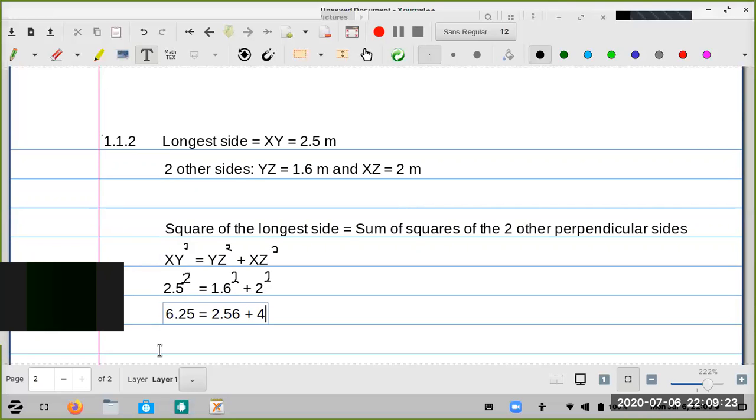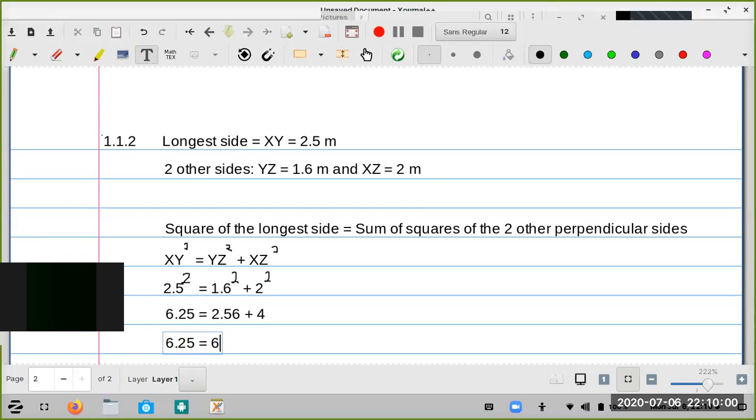Remember, I'm not going to transpose any number because I'm just proving here. I just want to prove the triangle to be right angled or not right angled. If it satisfies Pythagoras theorem, it's right angled. If it fails to satisfy Pythagoras theorem, it's not right angled. So it's 6.25 equals 2.56 plus 4, we come up with 6.56.